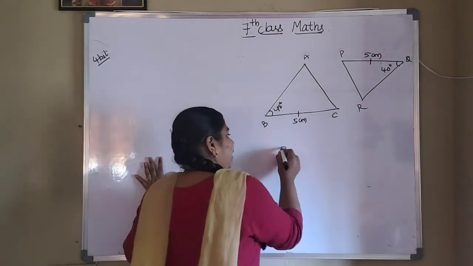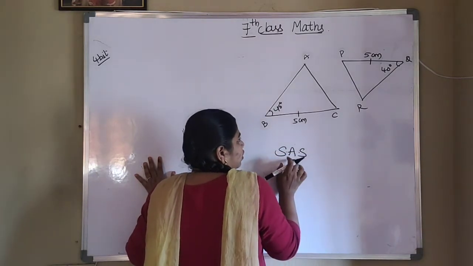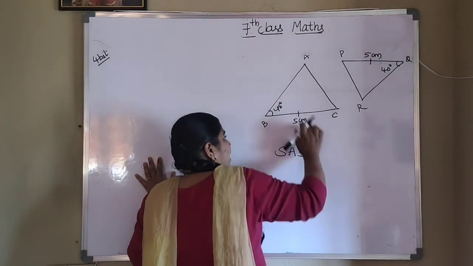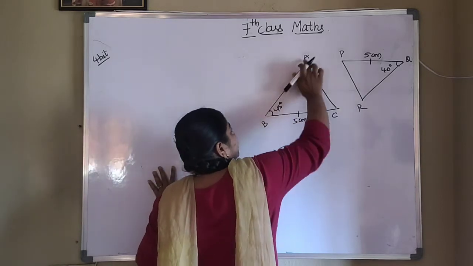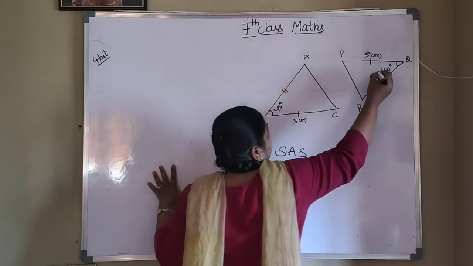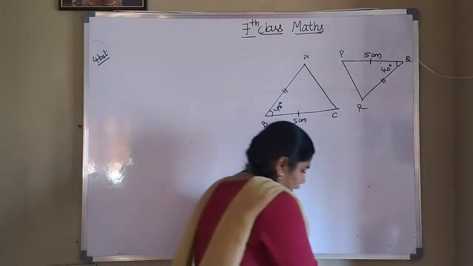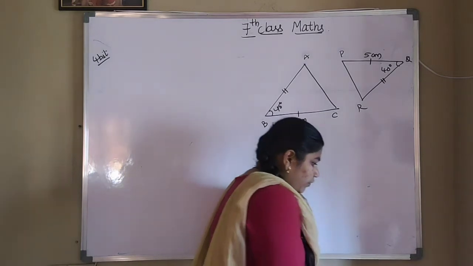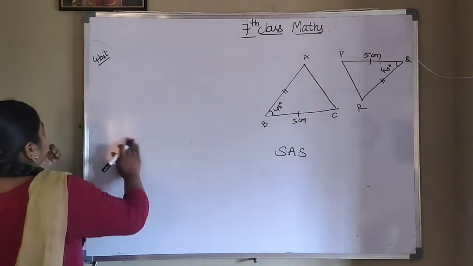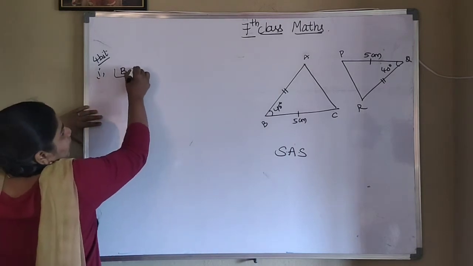Now by SAS, side angle side, that means two sides and the included angle. That means these two sides include the angle. That means we want to find this. So this side should be equal to this side now. So what will we write here? We need to know that.